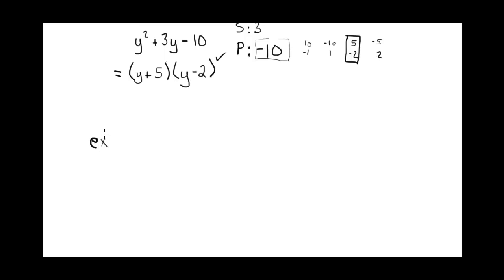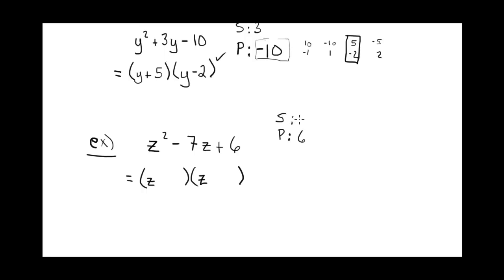Maybe one more example. Let's use another variable, z squared minus 7z plus 6. So again, two brackets, two binomials. First term, it's got to be z, because z times z is z squared. And then our product is 6, and our sum is negative 7.